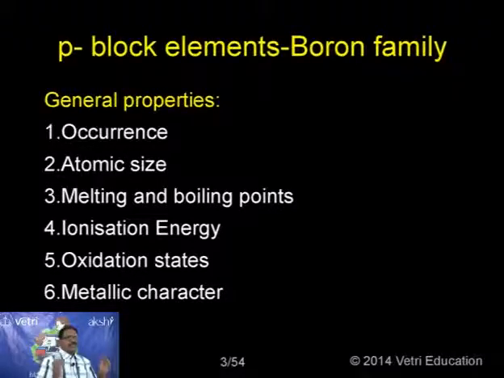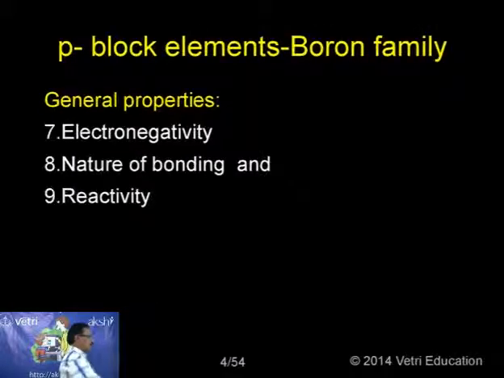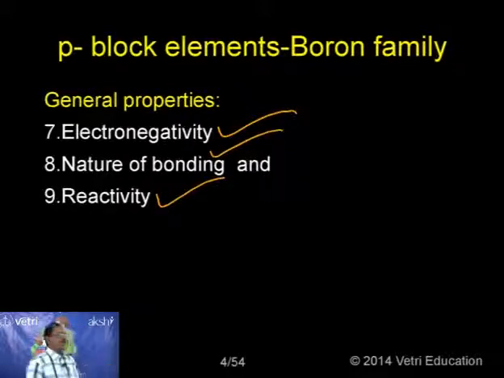Right. So let me first compare the general physical and chemical properties of all the elements. What headings? Number 1, occurrence. Number 2, atomic size. Number 3, melting and boiling points. Number 4, ionization energy. Number 5, oxidation states. Number 6, metallic character. Number 7, electronegativity. Number 8, nature of bonding. And number 9, reactivity.